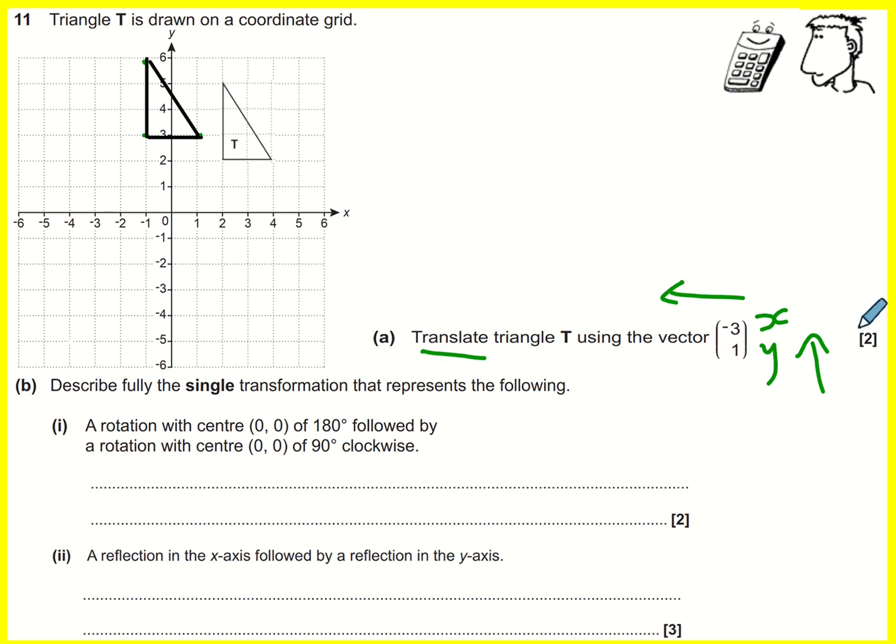Okay, there we go. Right, now describe fully the single transformation, just one transformation that represents the following: a rotation of 180 degrees, followed by a rotation of 90 degrees clockwise, both about 0, 0. Now you could think about this, you might not even need to look at a shape, but I think a good idea is to look at a shape, and let's go with T that we've been given. And then let's do some rotation. So I'm just going to put a little arrow on my diagram to show where I'm pointing up, and then I'll know when I've moved 90 degrees or when I've moved all the way around 180 degrees, which just helps me a bit more.